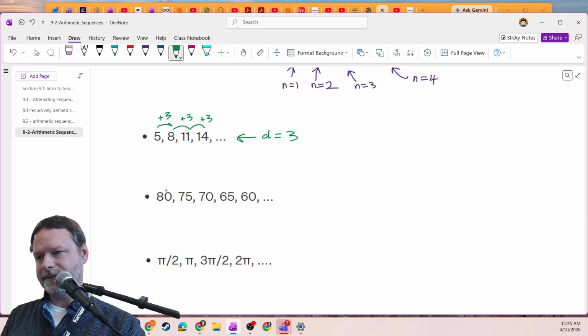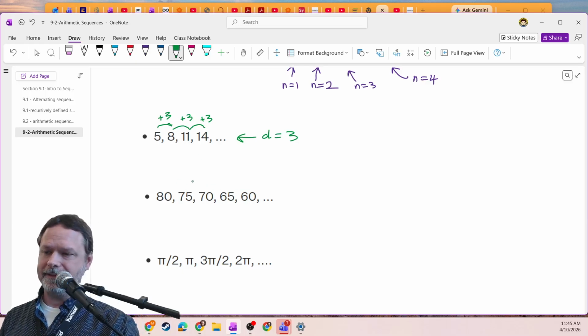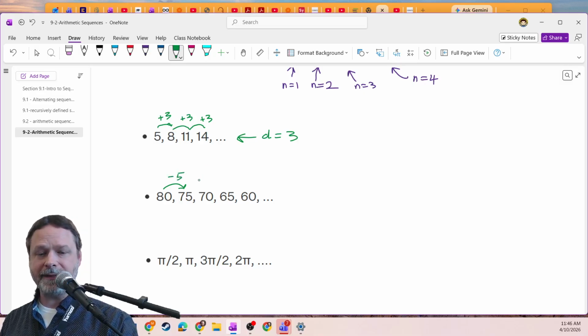Right here, we're going 80 to 75 to 70. Is this arithmetic? Of course it is. I'm giving you guys examples. So what is 75 minus 80? That's negative 5. Our common difference is negative 5.